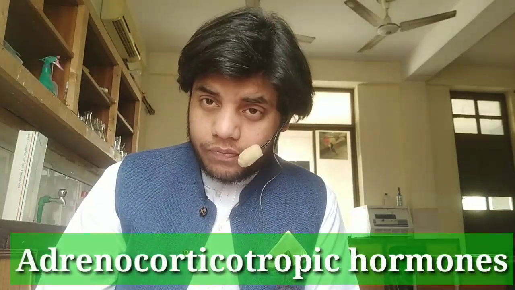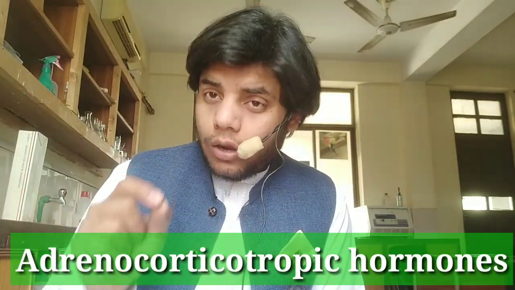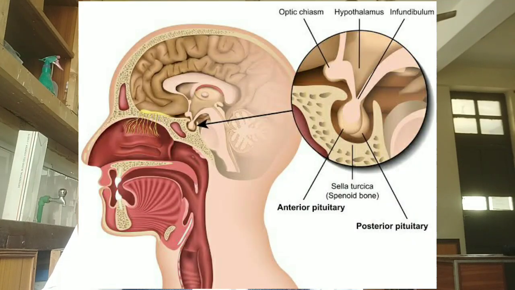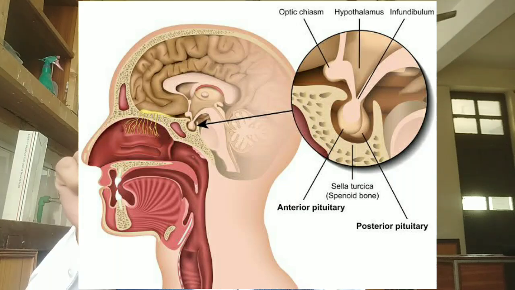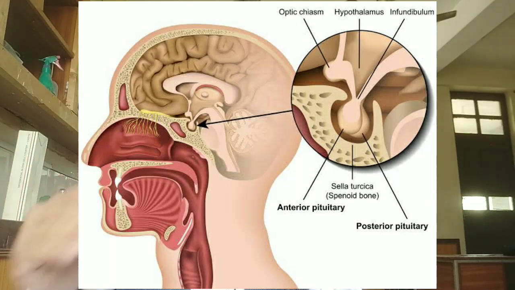Dear friends, first of all, let's see what ACTH is. The full form of ACTH is adrenocorticotropic hormone. It is a hormone that is mostly produced from the anterior part of the pituitary gland. As all of you know, the pituitary gland has two parts: one is anterior, the other is posterior. This pituitary gland is located at the base of the brain, and this hormone is mostly secreted from its anterior part.